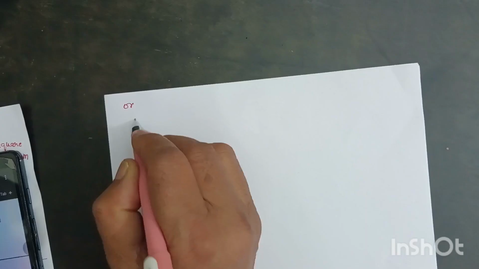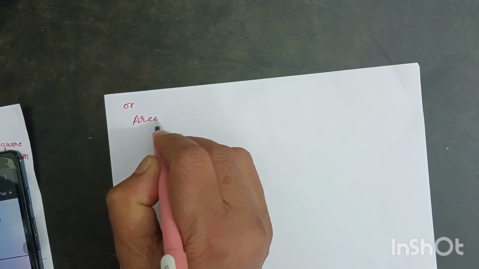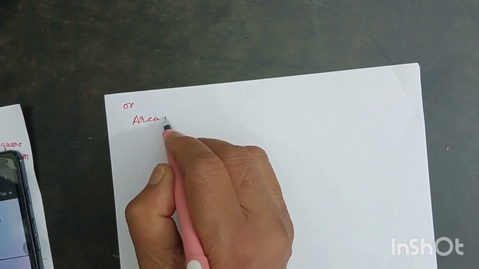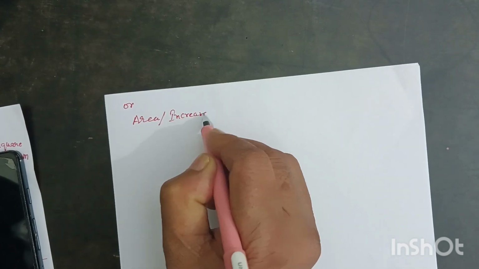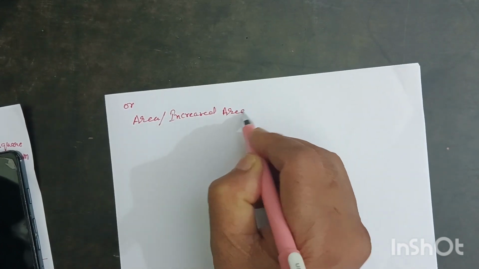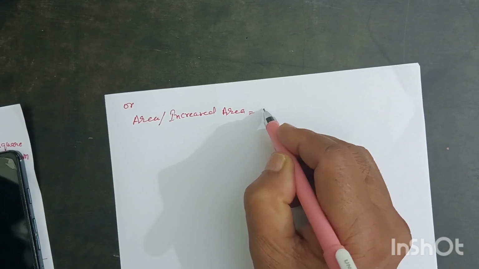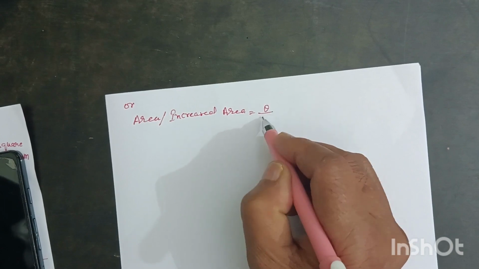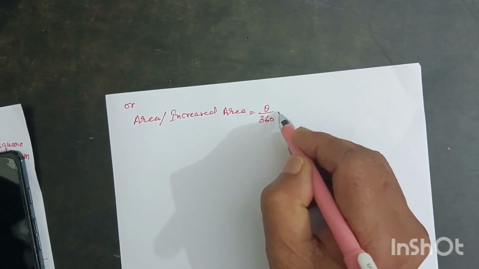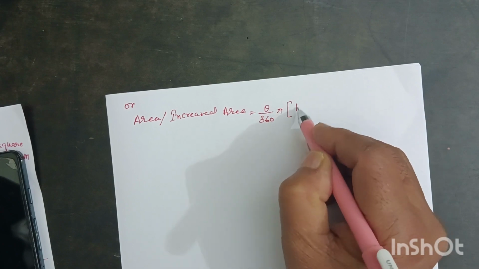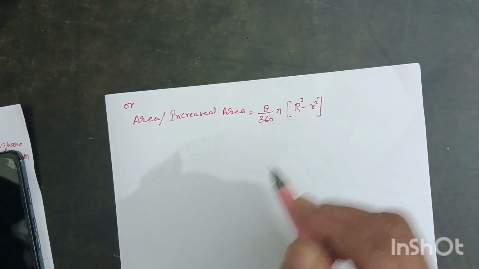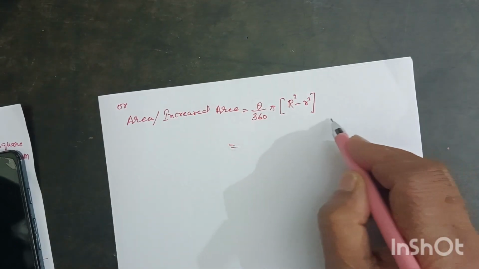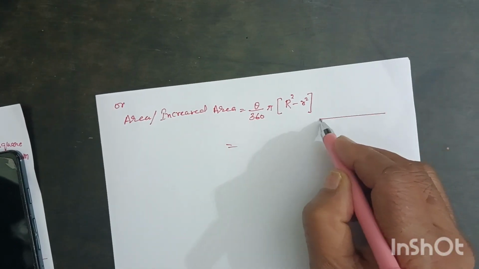Now another way, area or increased area that can be calculated by theta upon 360 pi radius of the outer circle minus radius of the smaller circle. So here again I'm drawing the figure here.